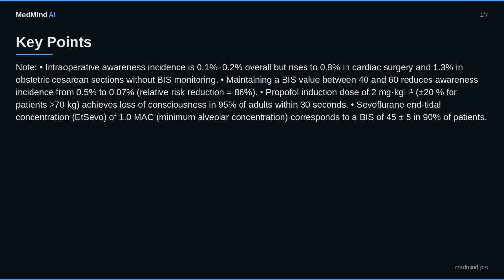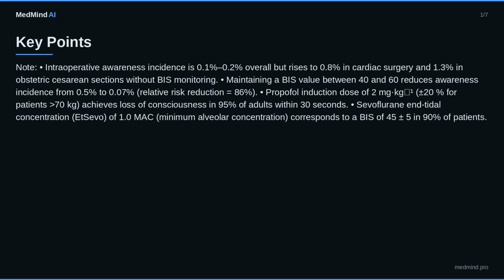Key points. Note: intraoperative awareness incidence is 0.1% to 0.2% overall but rises to 0.8% in cardiac surgery and 1.3% in obstetric cesarean sections without BIS monitoring. Maintaining a BIS value between 40 and 60 reduces awareness incidence from 0.5% to 0.07%. Relative risk reduction equals 86%.